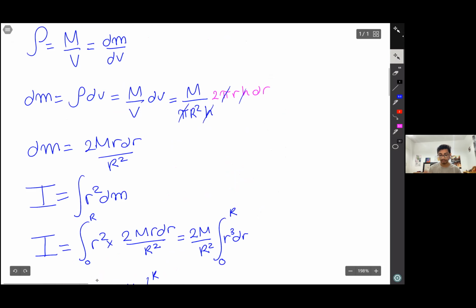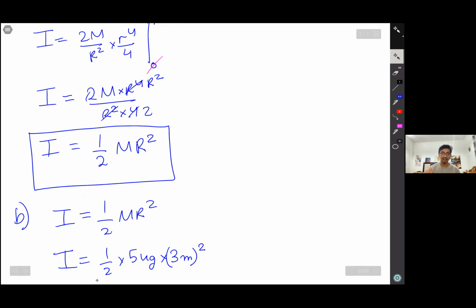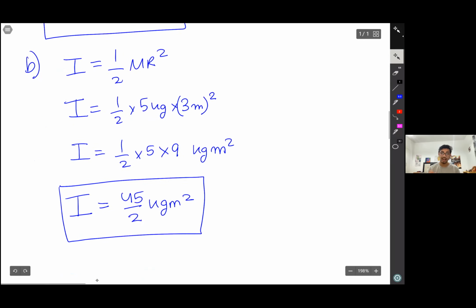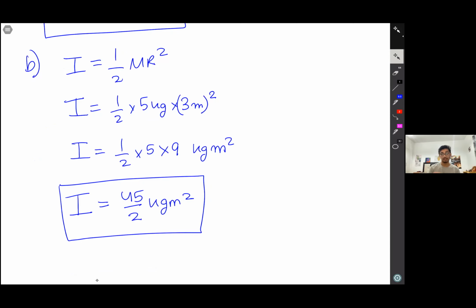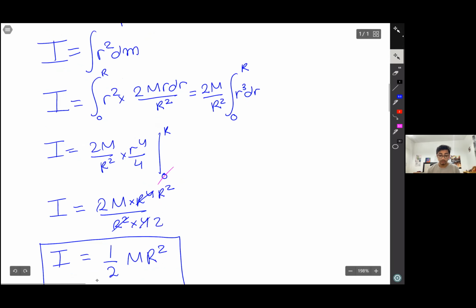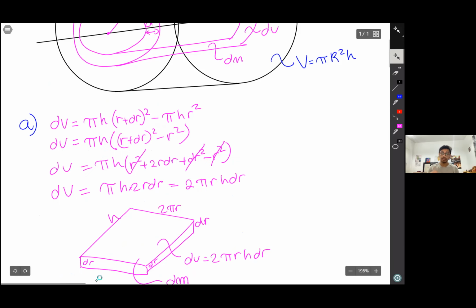So I felt that this would be a good example to see how we can tie moment of inertia and real world physics together. So I think it was a pretty neat problem. And if you want to see more like this, please let me know.